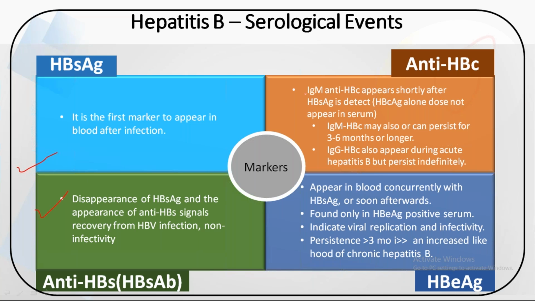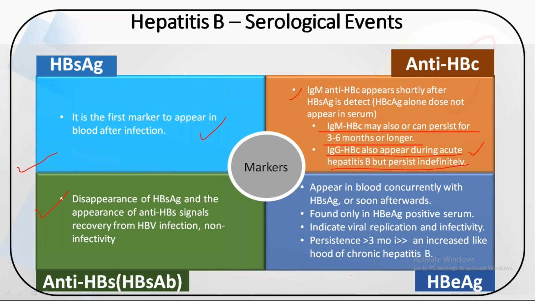Suppose anti-HBc core antigen antibodies are there, if it is IgM only. Shortly after HBs is detected, anti-HBc IgM also can persist for 3 to 6 months or longer. After that it disappears, whereas IgG antibodies appear during the acute phase but persist indefinitely. That is good.